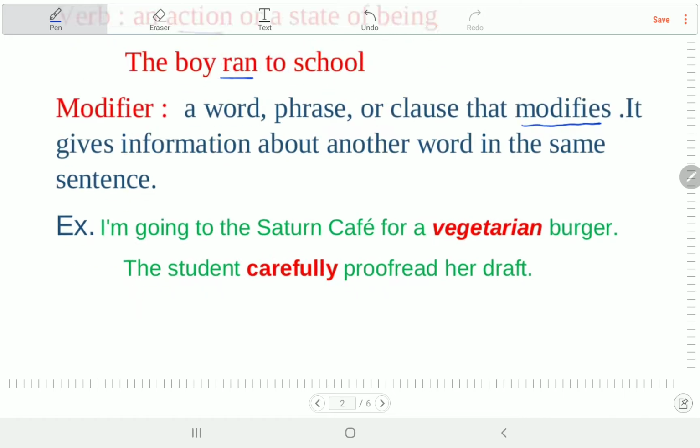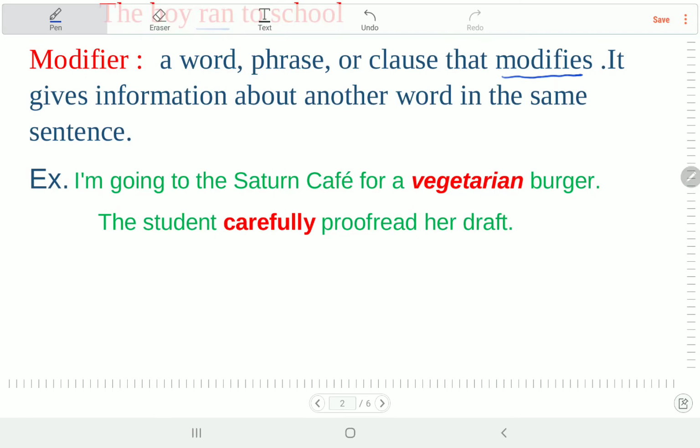I'm going to the Saturn Cafe for a vegetarian burger. Any burger? No. Only vegetarian burger. So here you modified the word burger. Not just burger. So burger is a noun, so vegetarian is an adjective. So this is what I call a modifier. It's an adjective here.